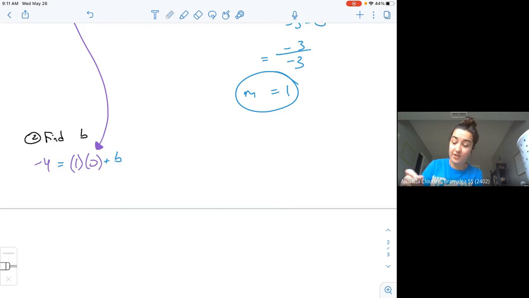One times 0 is just 0. So -4 is equal to 0 plus b. And 0 plus b is just b. We're not adding anything to b, so it just is. So we have -4 is equal to b. And so that is our value for b.